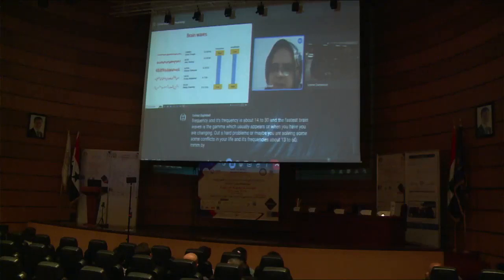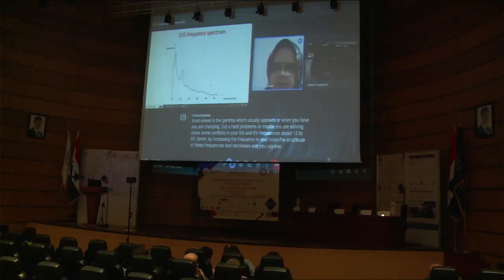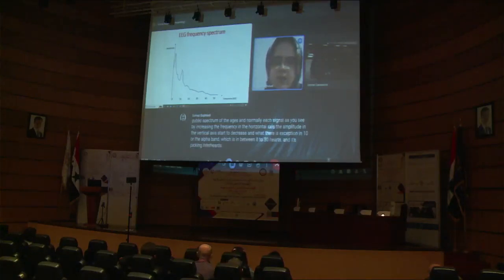By increasing the frequency in your brain, the amplitude of these frequencies decreases. You can see in this figure the power spectrum of a normal EEG signal. As you see, by increasing the frequency on the horizontal axis, the amplitude on the vertical axis starts to decrease. But there is an exception at 10 hertz, in the alpha band, which is between 8 to 13 hertz, and its peak is at 10 hertz. Just in the alpha band you have an exception, especially in the electrodes that are located on the occipital lobe.